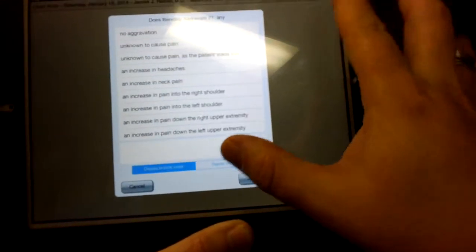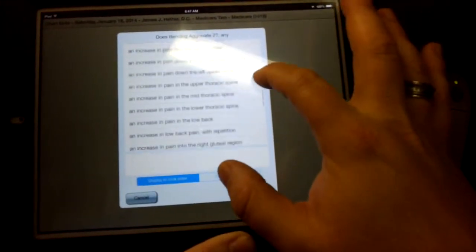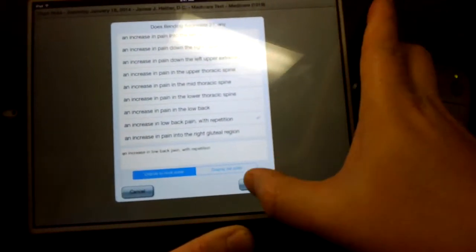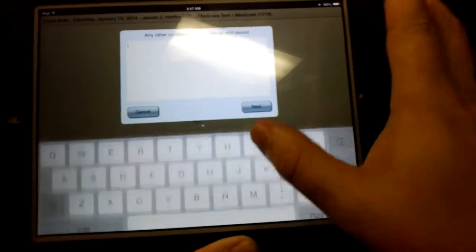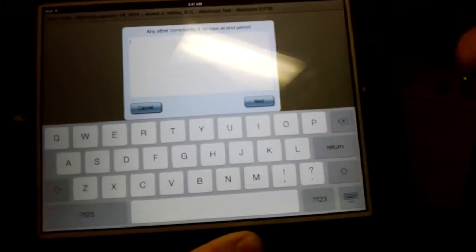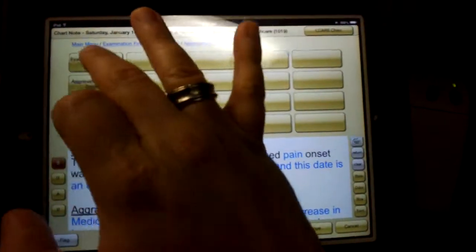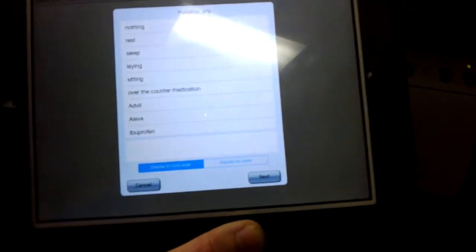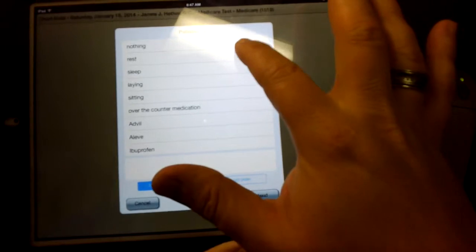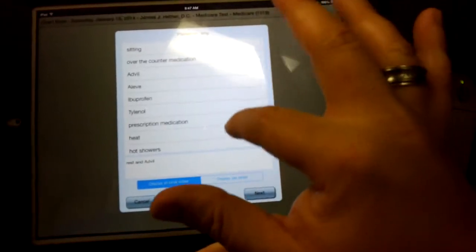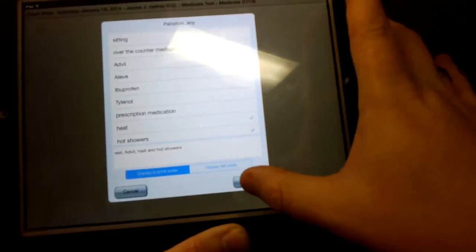From there, we're going to say that bending over only bothers it with repetitive bending. And we don't need to say the time because it's repetitive. And here we can mark down any other things that aggravate or cause pain. We're going to go under palliative next. And under palliative, we're going to say that they feel better with rest, taking Advil, heat, and hot showers.